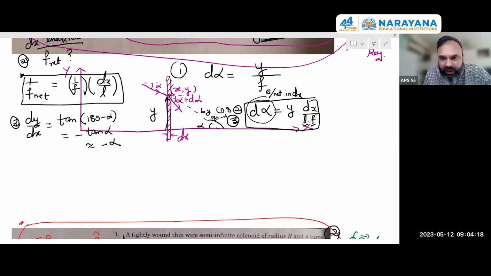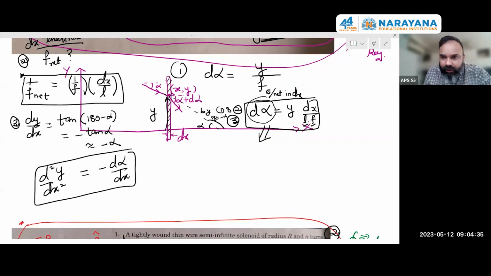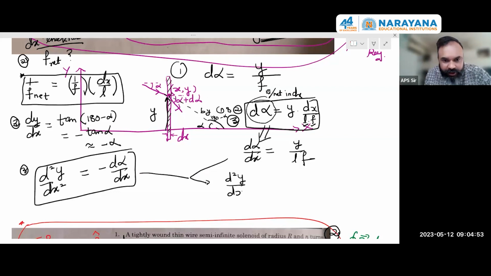So I needed d alpha. So I would have written this term again. So how will it come out? So d2y by dx2, if you do, it becomes minus d alpha by dx. I have taken d by dx both sides. And here also, d alpha by dx is coming out as y by Lf. So from this third equation and from this equation that I have written here, if I just eliminate d alpha by dx, d2y by dx2 is beautifully coming out as minus 1 by Lf multiplied by y.